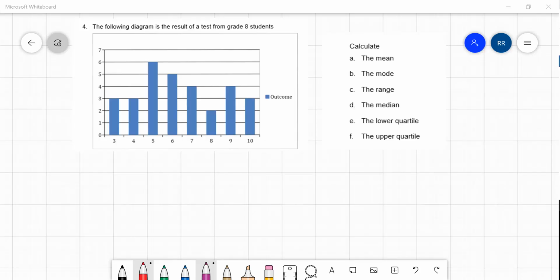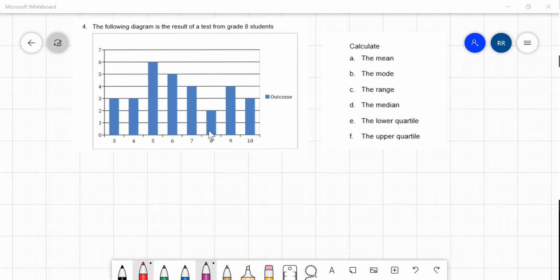For number 4, you can do this with the help of a table, or you can just write this down as a single data. Again, it's up to you. Which one do you think is the best method for you to understand? For this number 4, I'm going to explain it using the method like you do in number 1. So let's read the question first.